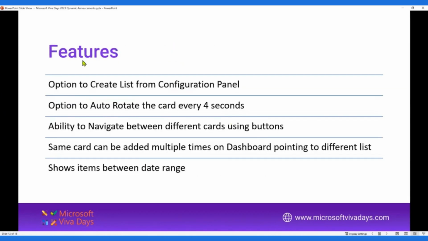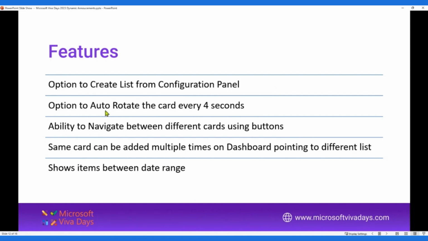Now, what are the features? There are some features which I would like to highlight, which are available as part of the solution. You get an option to create the list from the configuration panel, so you don't have to manually create the list. There is an option in the configuration panel of the adaptive card itself to create the list, and it will automatically create that list schema for you.